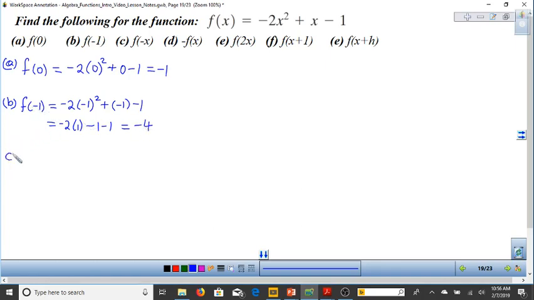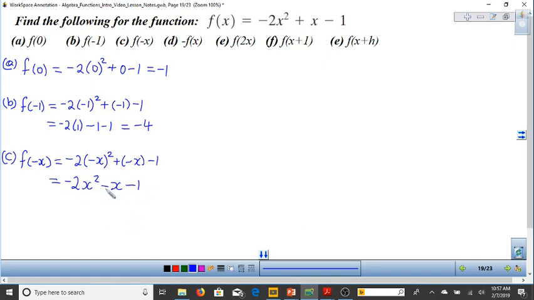Now let's try something a little bit more tricky. We're going to do f of negative x. And all that means is we're going to replace all our x's with negative x instead, and I'm going to put that in parentheses. Now, when I square a negative, I get the same value as when I square a positive. So the square of negative x is just the same as x squared. And when I add a negative, it's the same as subtracting the corresponding positive.